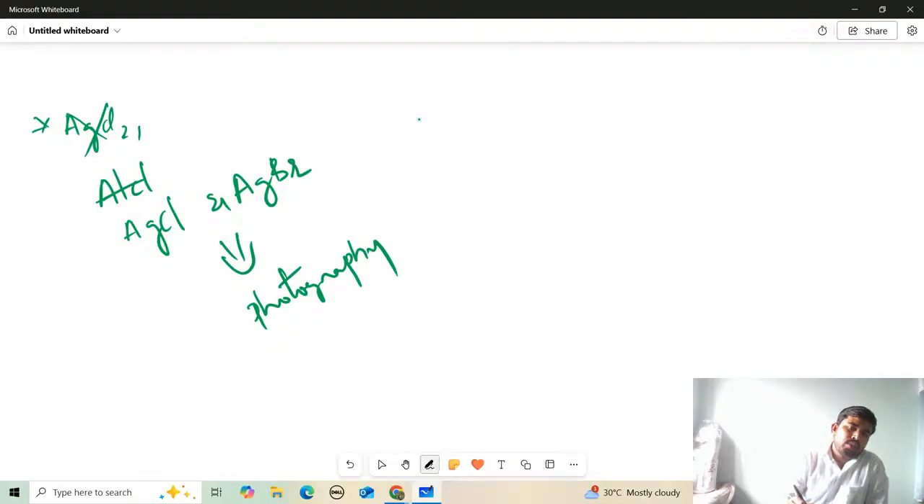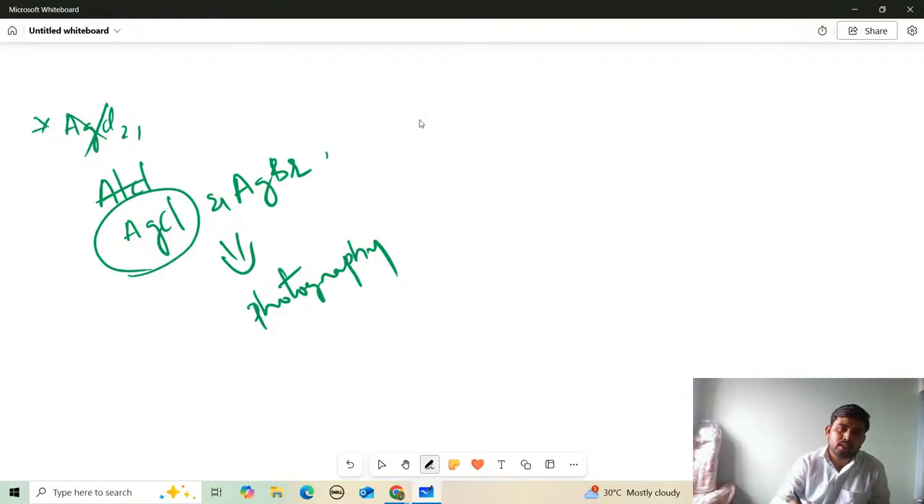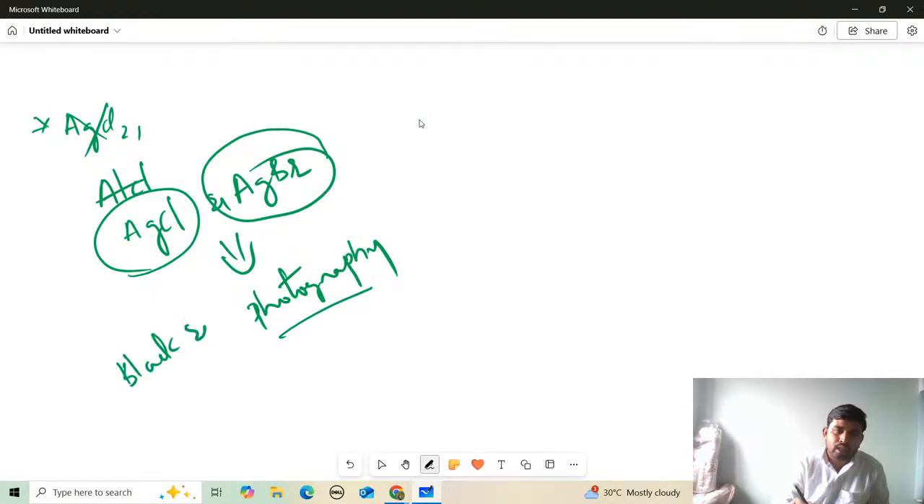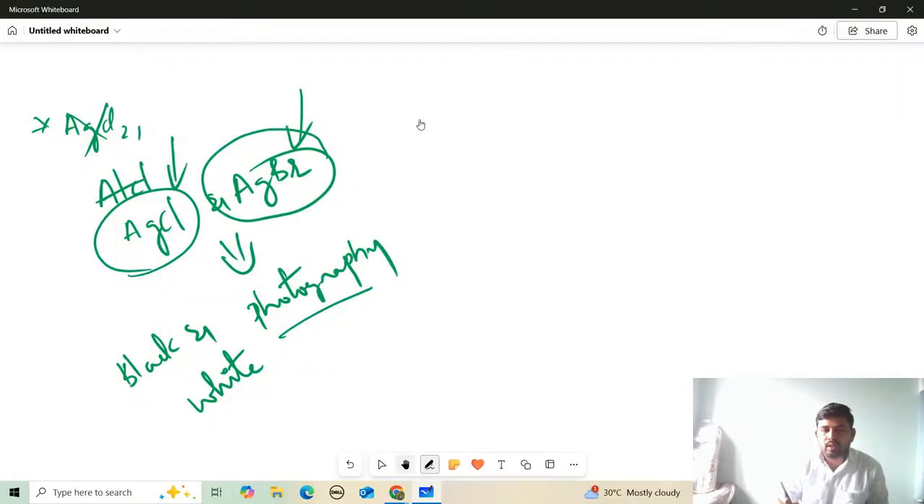Substances which are used in photography. Which reactions are decomposition reactions? What kind of substance are they using, sir? AgCl. They will use the decomposition reaction of AgCl, AgBr. What kind of photography? Remember, black and white photography. Black and white photography means we are talking about AgCl and AgBr. Please remember this.